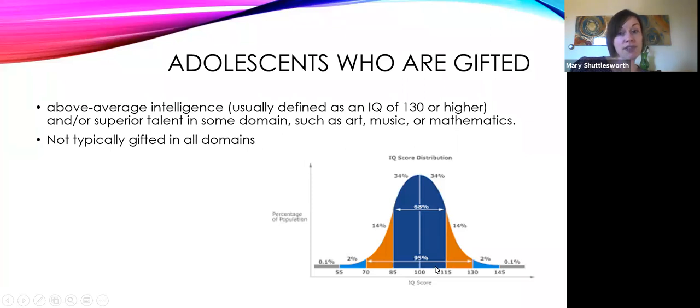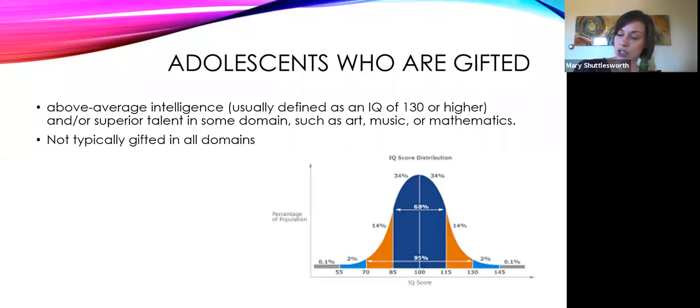So when we're classifying adolescents as gifted, we are going to go 2 standard deviations above the mean, to 130. Only about 2% of the population has an IQ score of at least 130 up to 145, and only 0.1% of the population has an IQ score of above 145. So statistically speaking, very rare. A rare segment of the population.